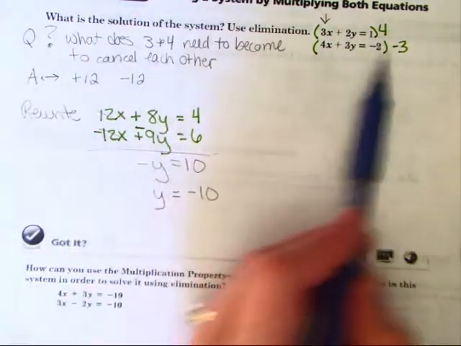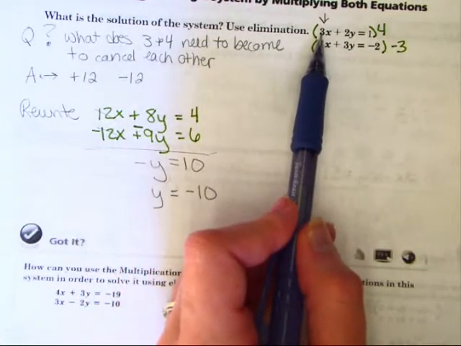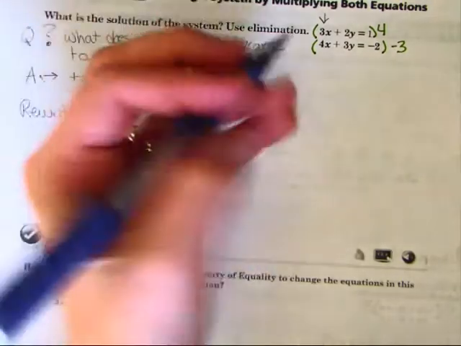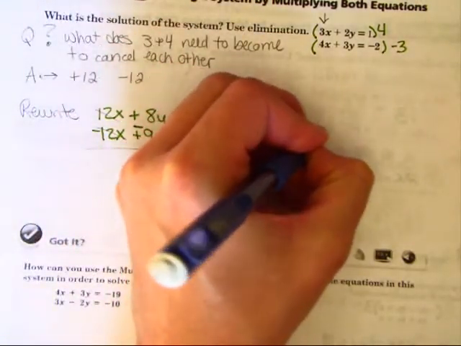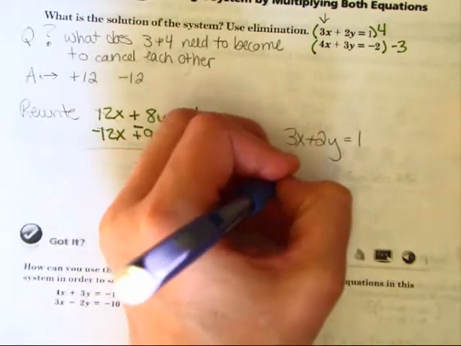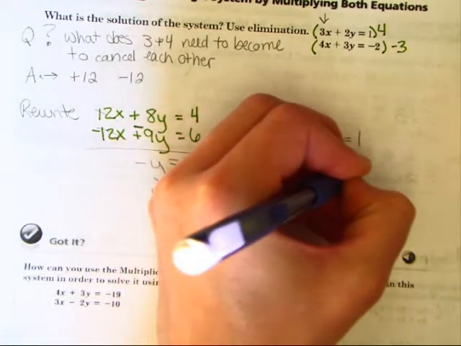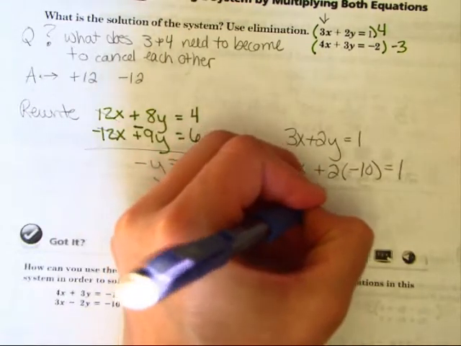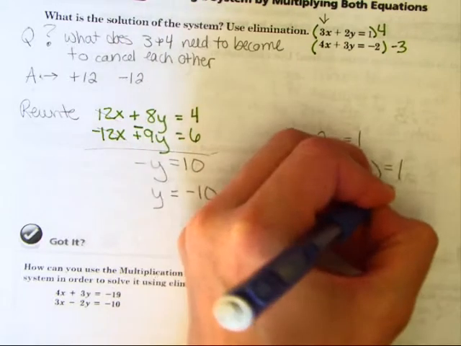All right, now you can pick any equation you want. You can pick this one, this one, this one, or this one. I'm going to pick the top one. I'm going to pick 3x plus 2y equals 1. And I'm going to plug in negative 10 for y. So 3x plus 2 times negative 10 is 1. That's 3x minus 20.